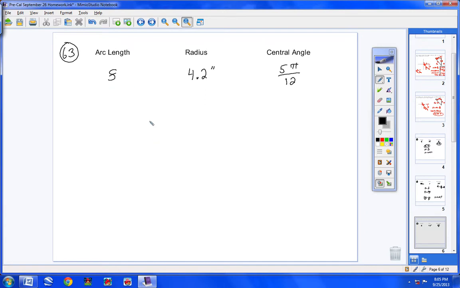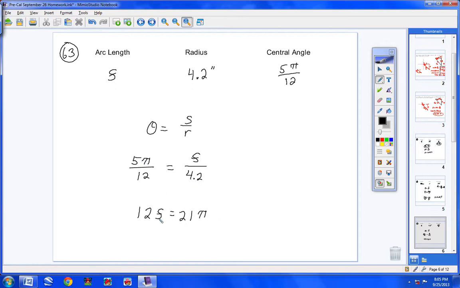Here we're looking for arc length, so we'll go ahead and use our formula. Theta equals S over R. Now for theta, notice your central angle is already in radians, which is good. So 5 pi over 12 equals, of course, S stays S. We're looking for the arc length. Radius is 4.2. Now, let's cross multiply. 12 times S is 12S, and 5 pi times 4.2 would be 21 pi. I just simply took 5 times 4.2, that would be 21, and then pi, so 21 pi.